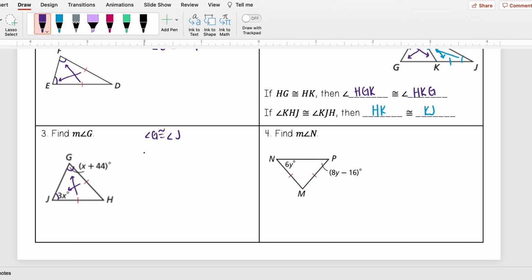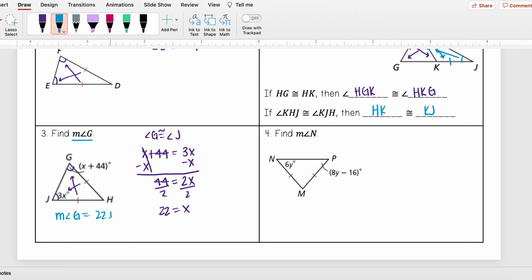So that means that x plus 44 is equal to 3x. Now I'm going to solve for x, so subtract x from both sides. And then divide both sides by 2. And I get that 22 is equal to x. But now I need to make sure that I read my question. My question is asking me to find the measure of angle G. So I need to actually plug that x back in to find what angle G is equal to. So instead of x plus 44, I'm going to put 22 plus 44. So the measure of angle G is equal to 66 degrees.